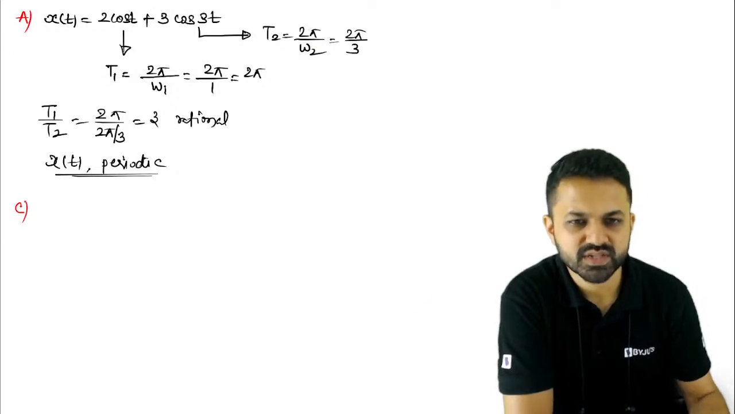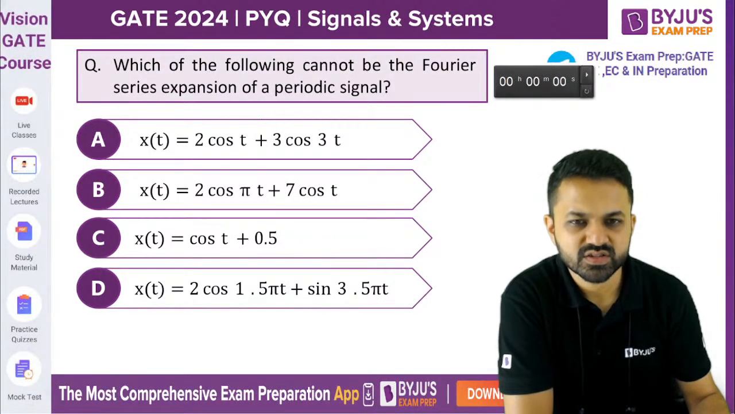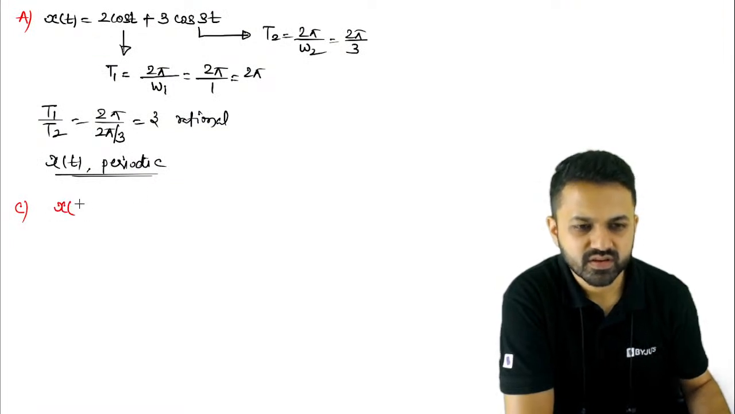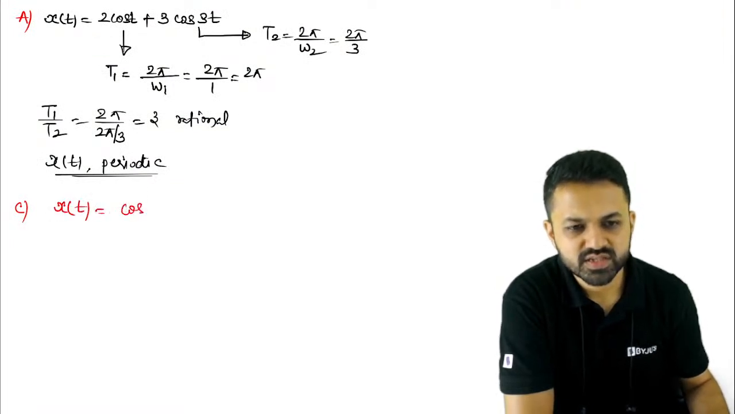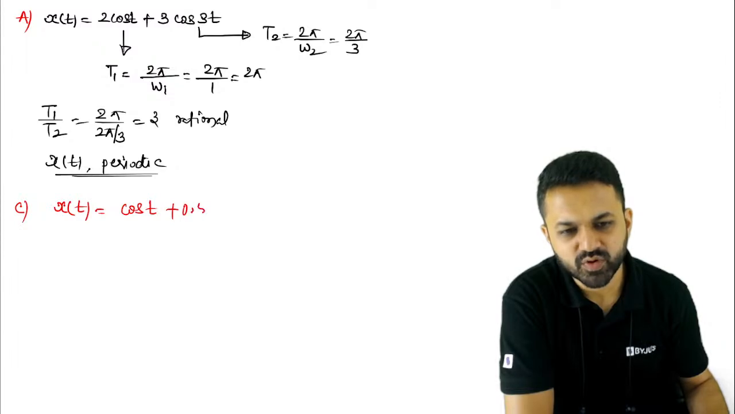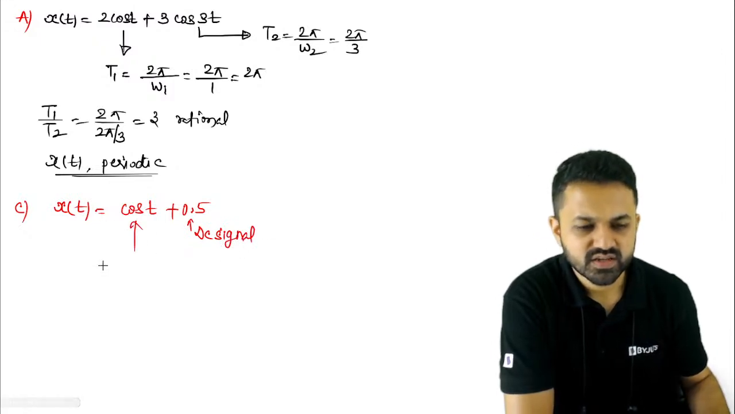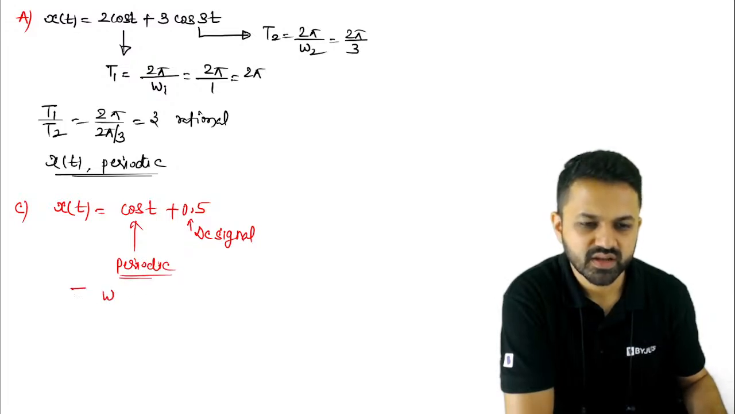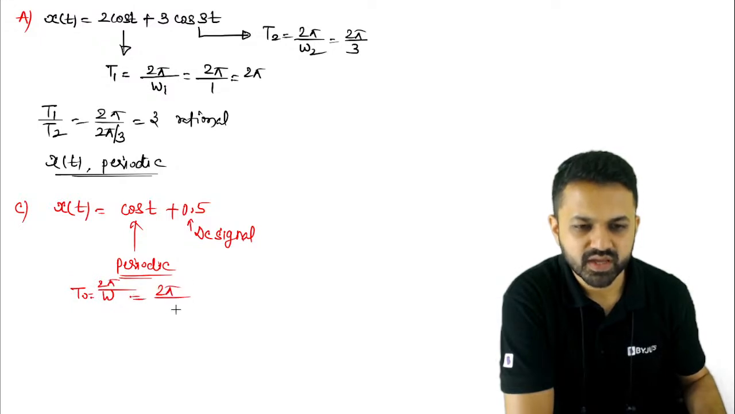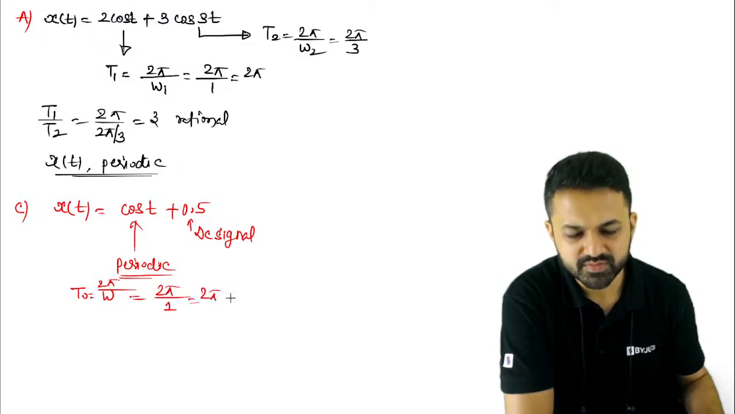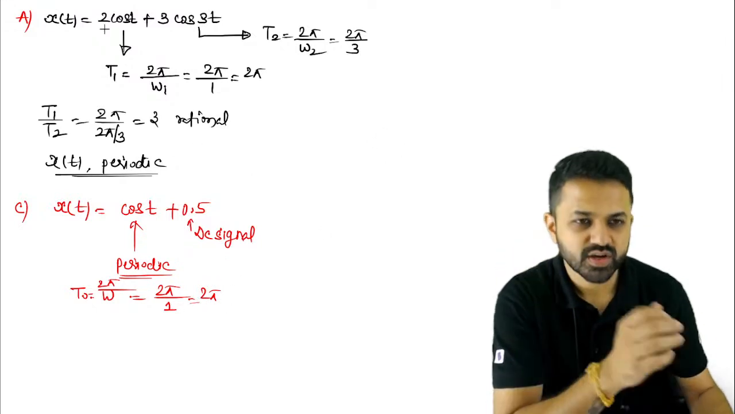Let's calculate option number C. Cos t and 0.5. Now this is cos t plus 0.5. So this is the DC signal. It will not affect the periodicity. So what about this? Cos is also a periodic signal. Cos is always a periodic signal with the time period 2 pi by omega, so that is 2 pi by 1. So the time period is 2 pi. So this is also periodic.